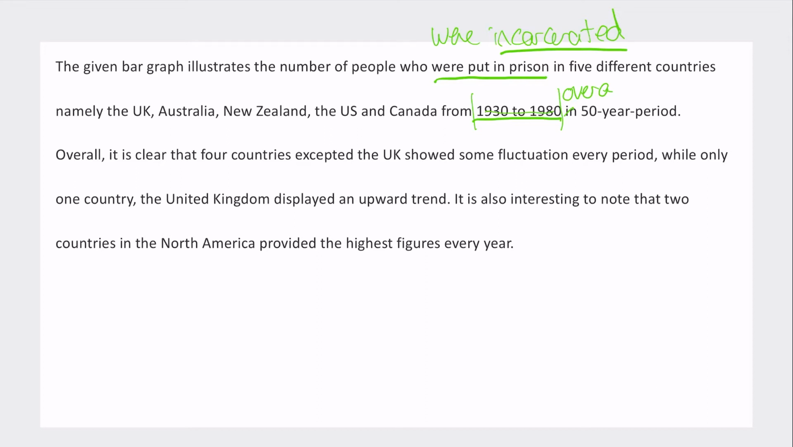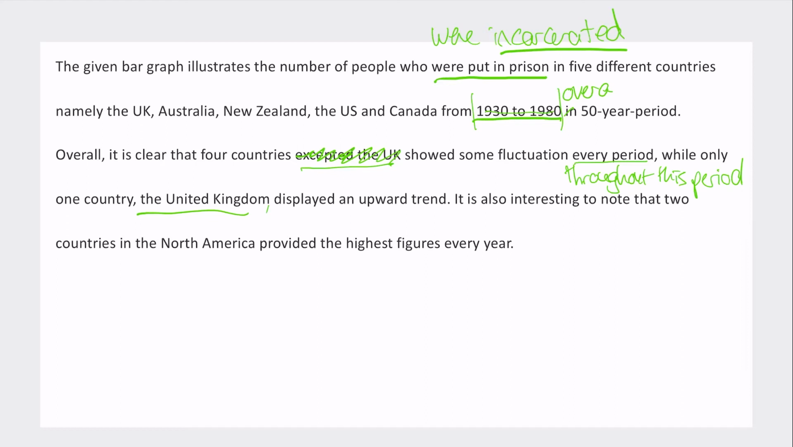Overall, it is clear that 4 countries except the UK showed some fluctuation every period. I would just say throughout this period. While only 1 country, the United Kingdom, displayed an upward trend. Okay, but you've mentioned the UK twice: it's clear that 4 countries except the UK. So I would get rid of this part. Overall, it's clear that 4 countries showed some fluctuation throughout this period, while only 1 country, the United Kingdom, displayed an upward trend.